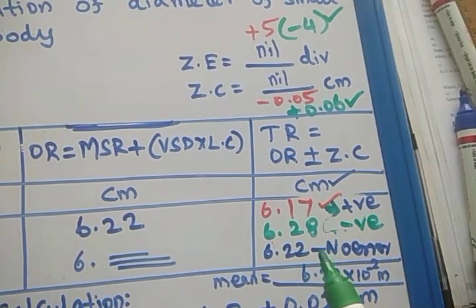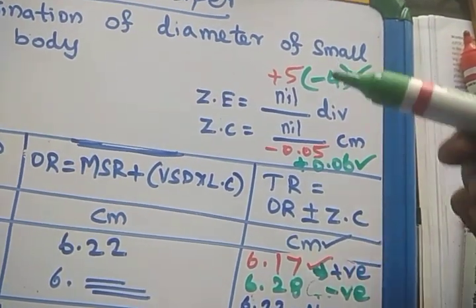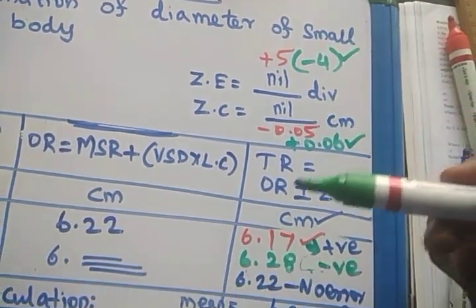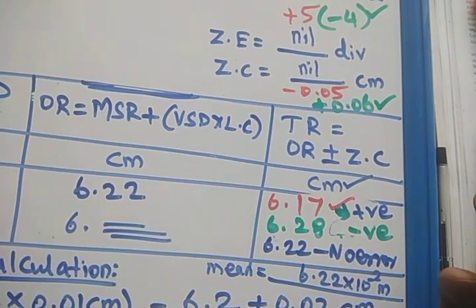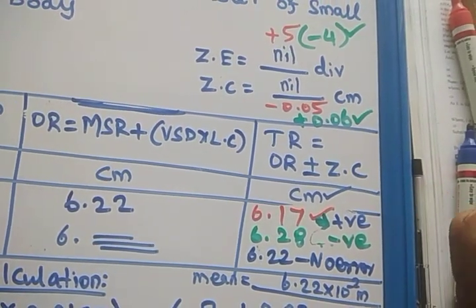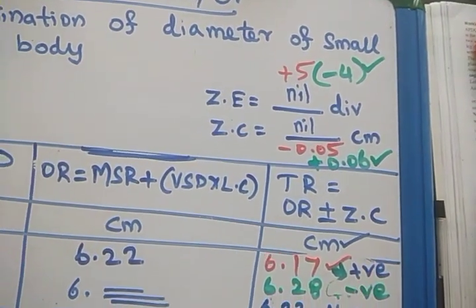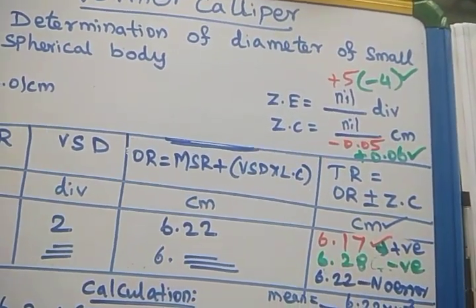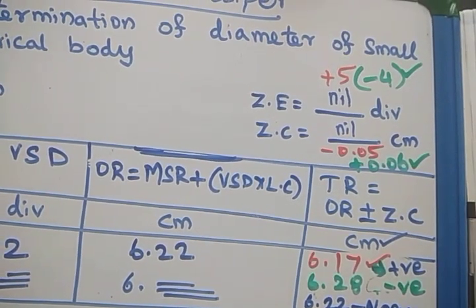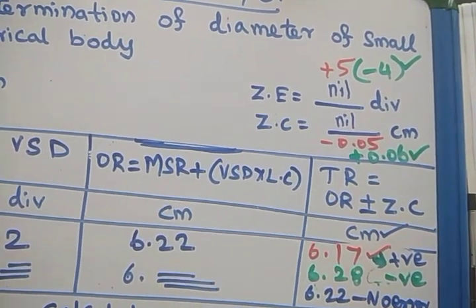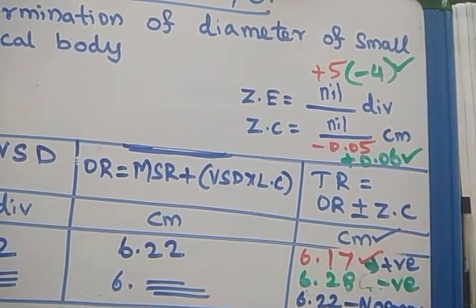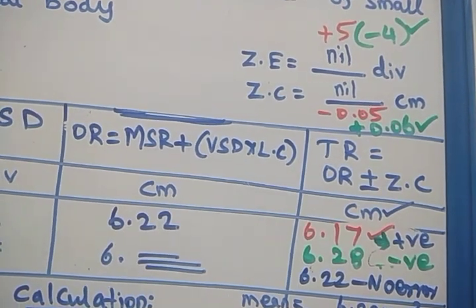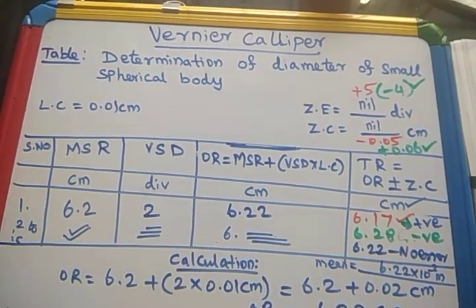Negative error solution. So I will show you how the different errors will come, and how to calculate the total reading also. Don't confuse. Mostly in our lab the vernier caliper has no error, so you have to use only nil error. If you find that there is a positive error or negative error, you are also able to calculate it clearly by using the above mentioned procedures. Thank you, students.